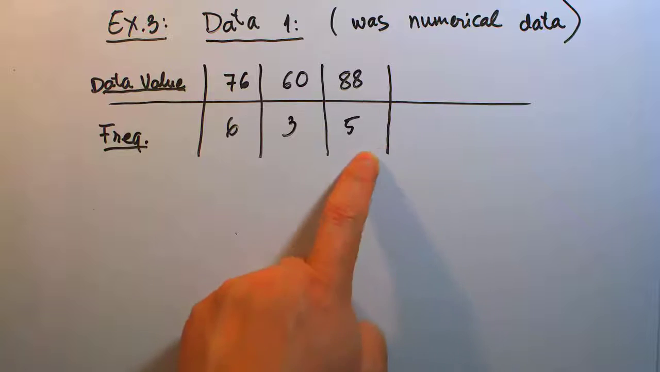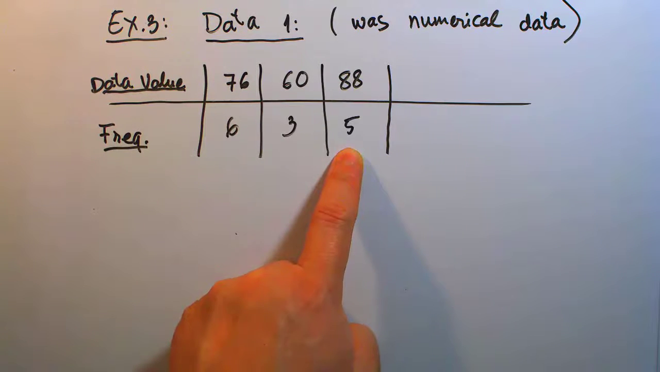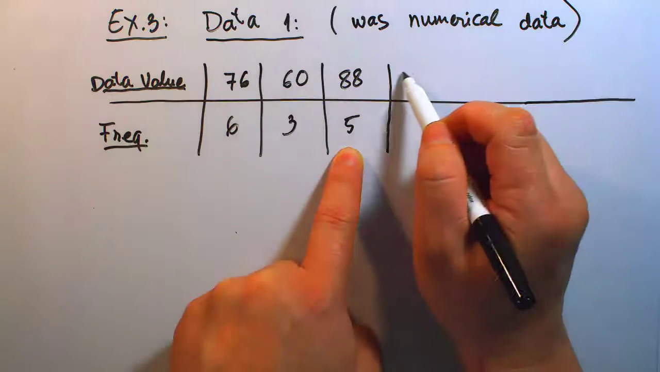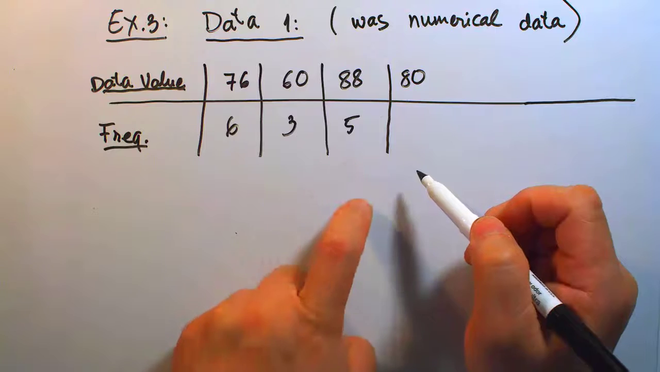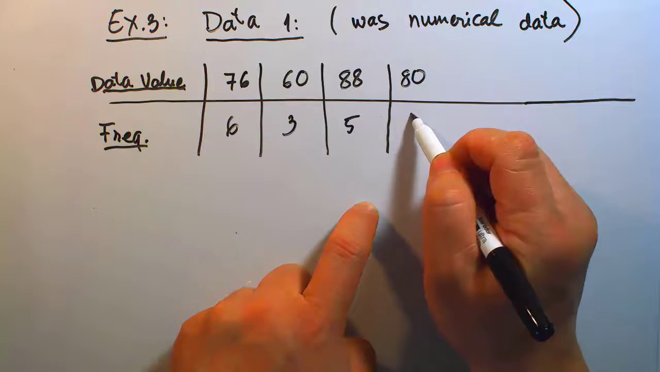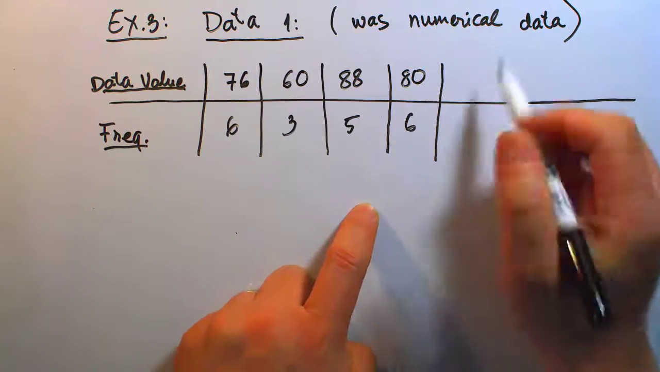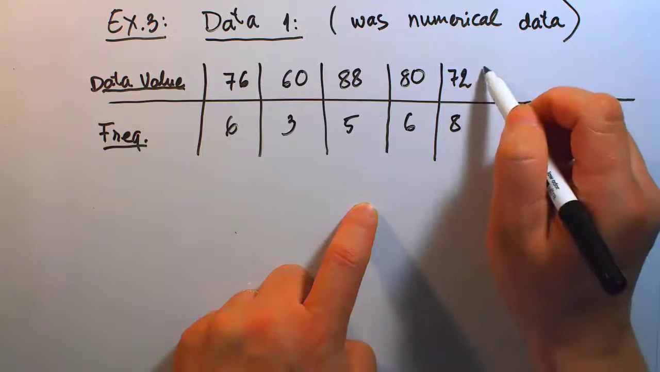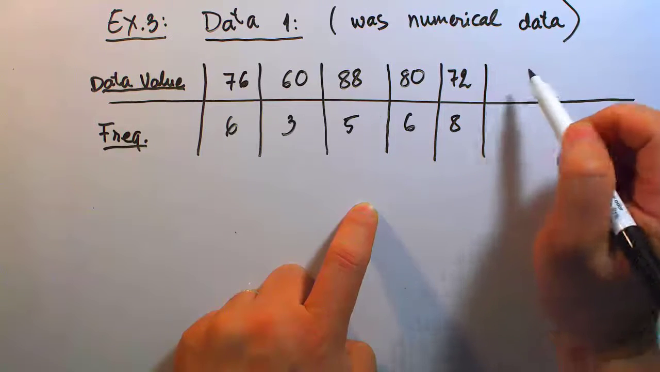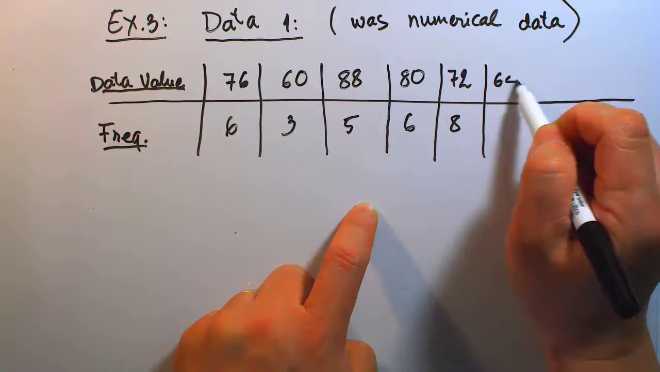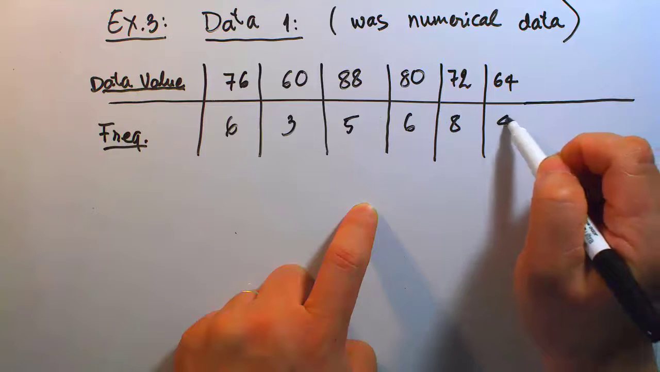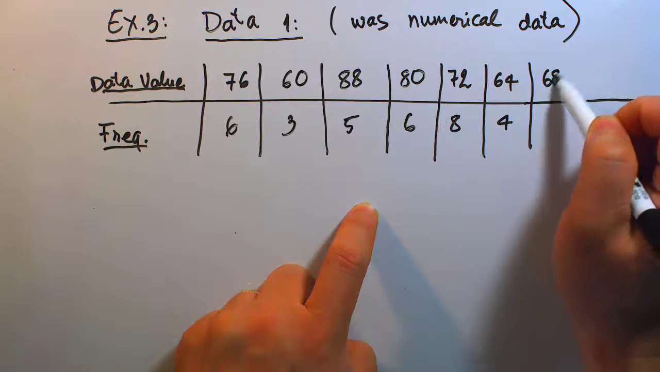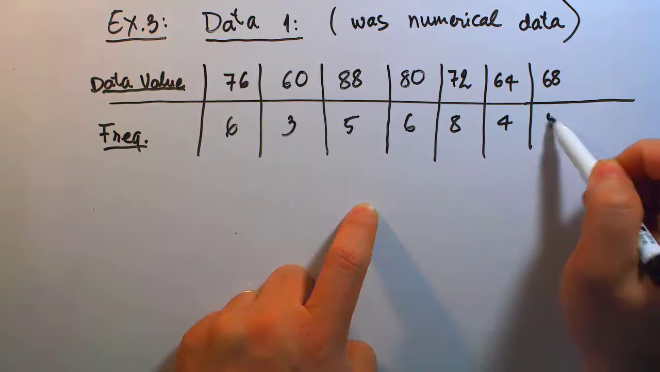And of course we can always look back at the data and count through. And then I remember there were 80, and the frequency for that was 6. And then there were the 72, and there were 8 of those. And there was 64, 4 of those. There were 68, there were 5 of those.